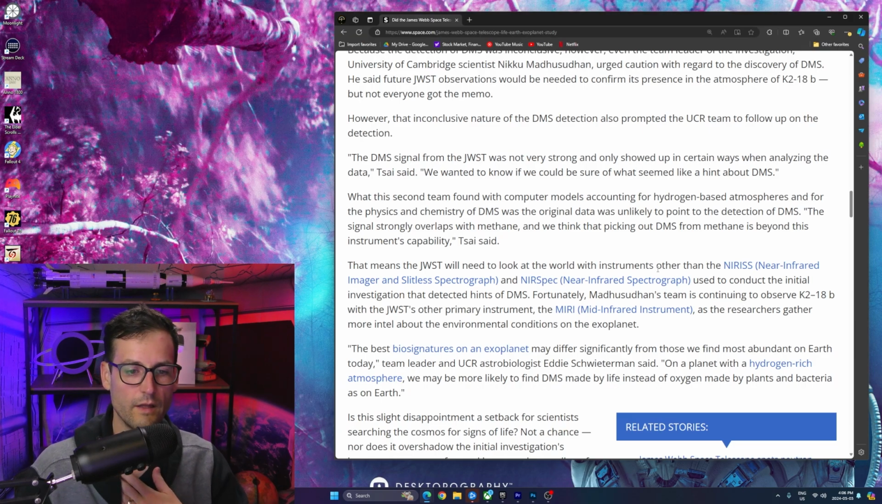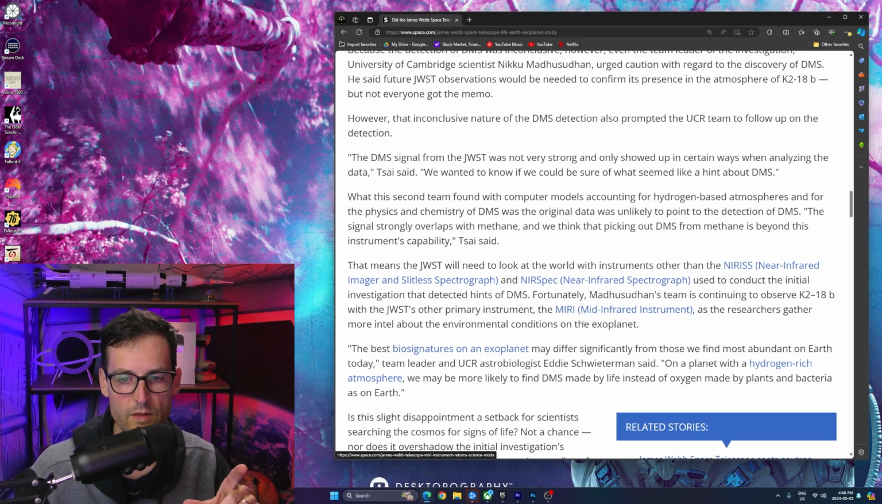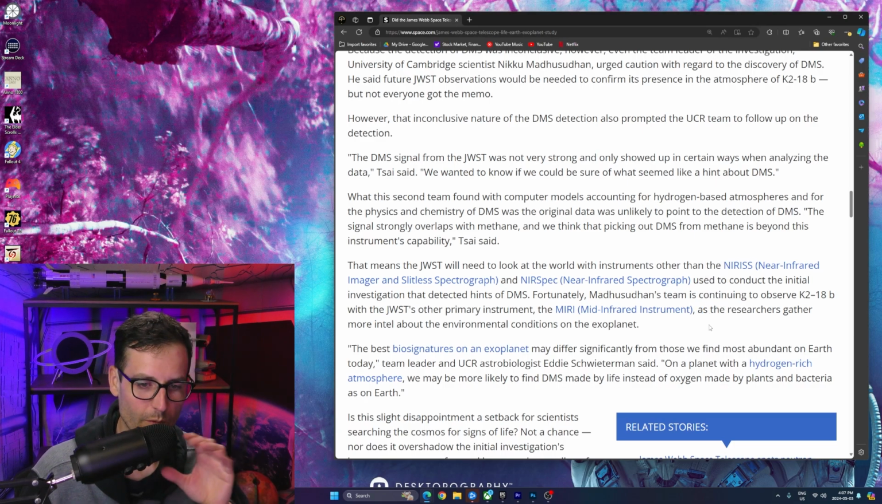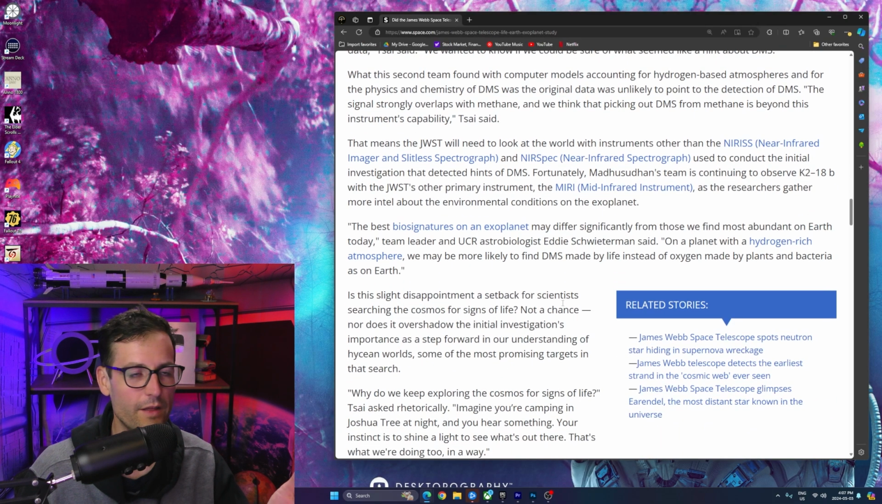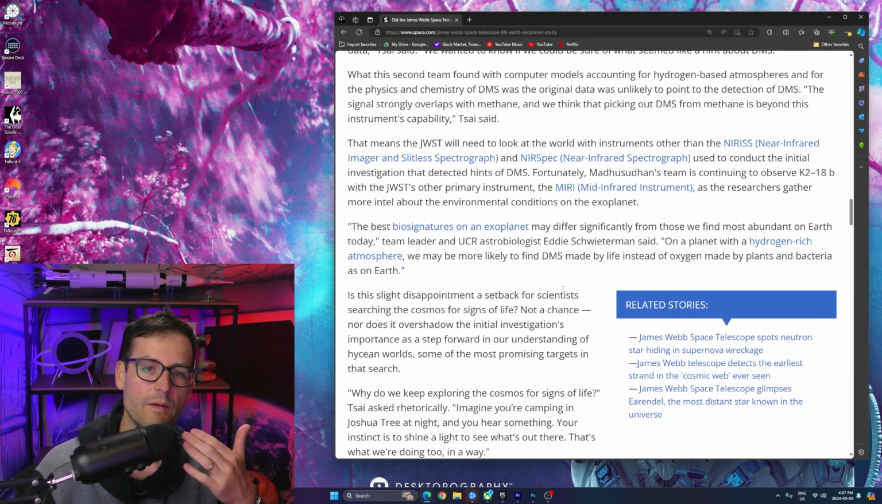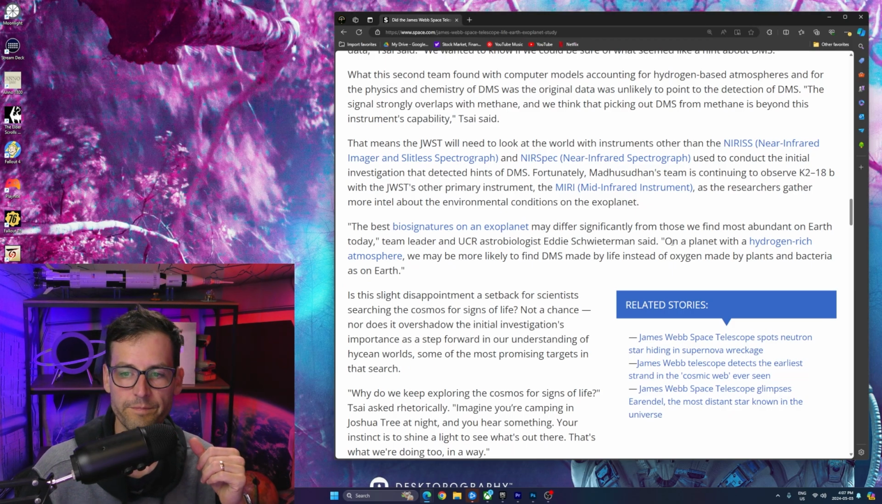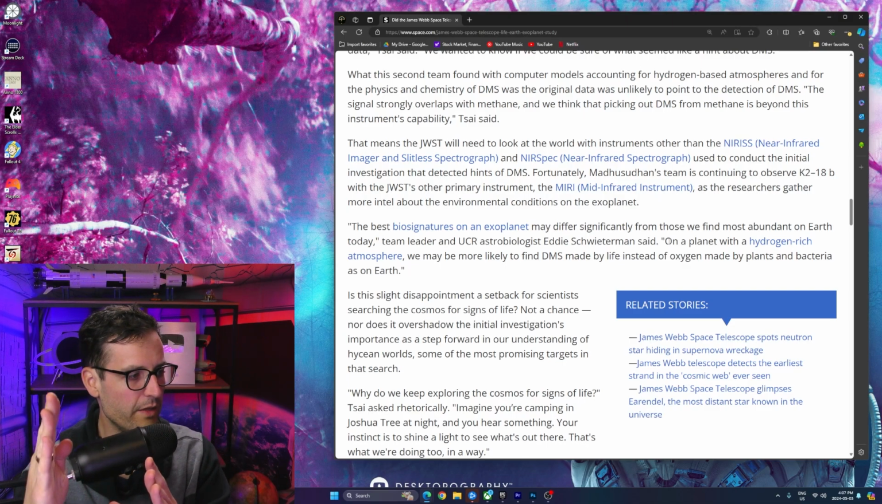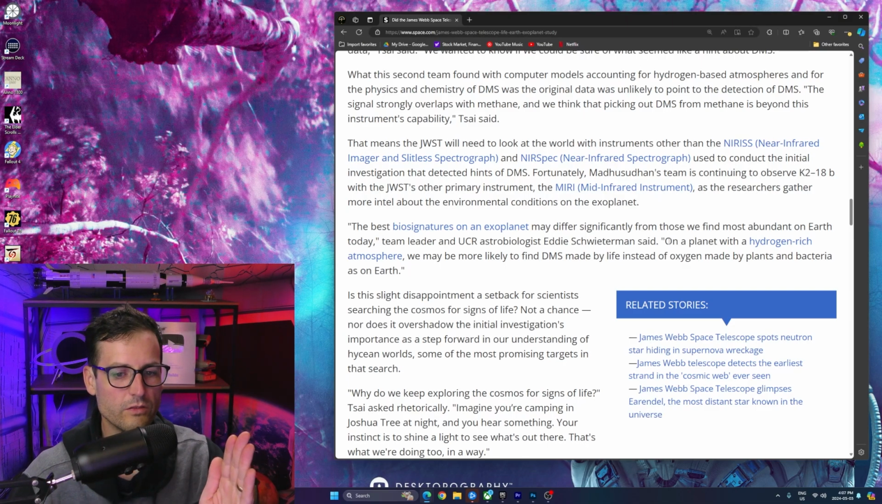So they have another instrument on the JWST, the MIRI, the mid-infrared instrument. The other two were near-infrared instruments, and this is mid-infrared. What that means exactly, a little bit above my pay grade, so we won't go into that, but basically they still have an opportunity to look again with a new instrument this time, and see if they can separate just the regular plain old methane signal from this dimethyl sulfide signal.